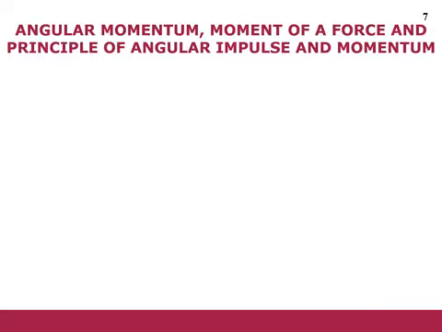As for the previous knowledge, we know that the moment of the force M is equal to F into d, right? So F is the force and d is the moment arm, and d is the perpendicular distance to the line of action of the force, right?